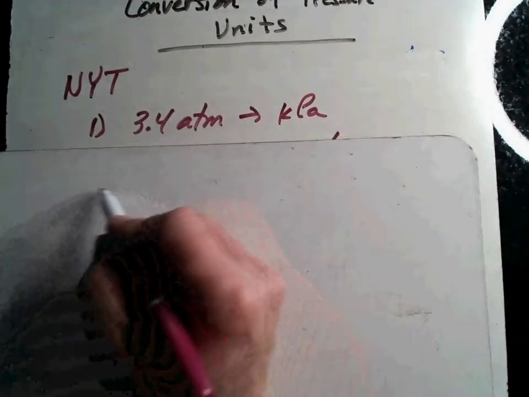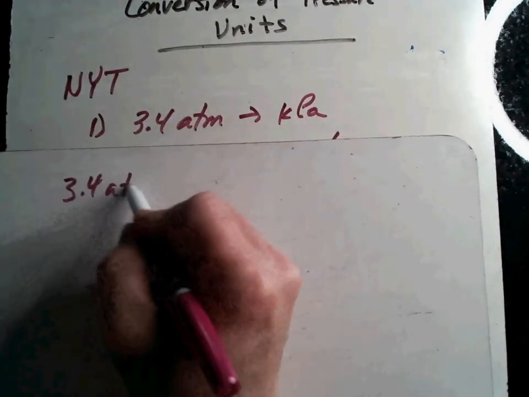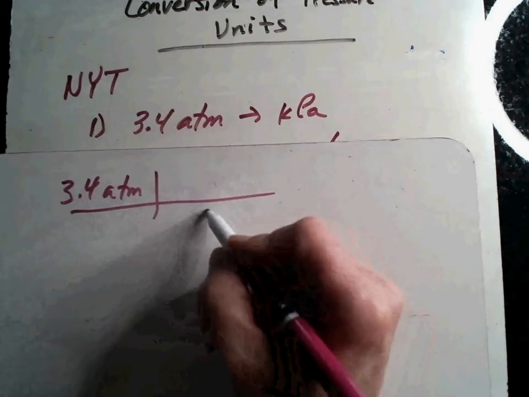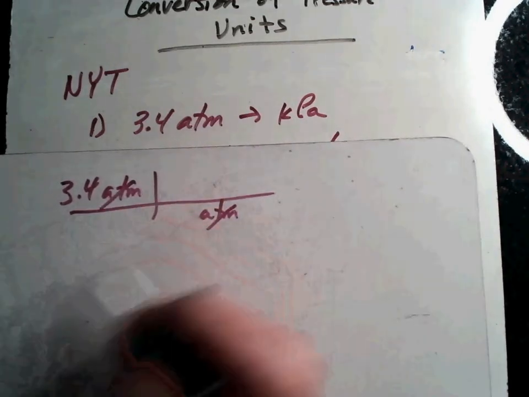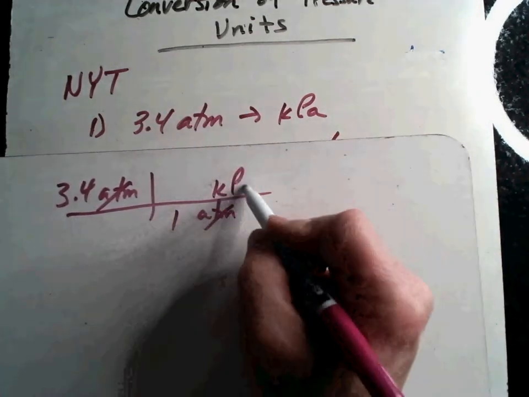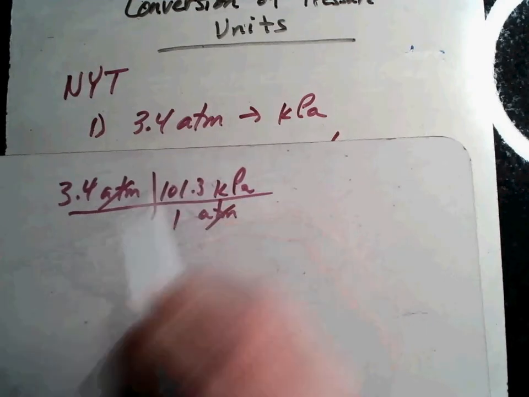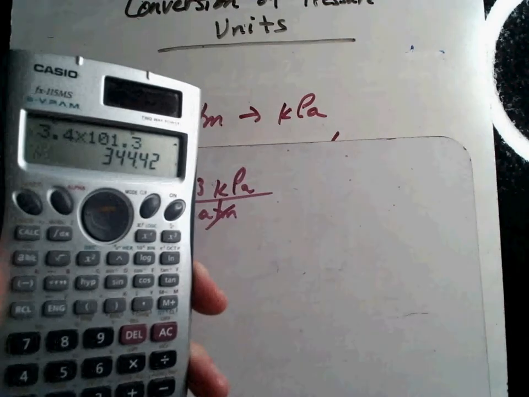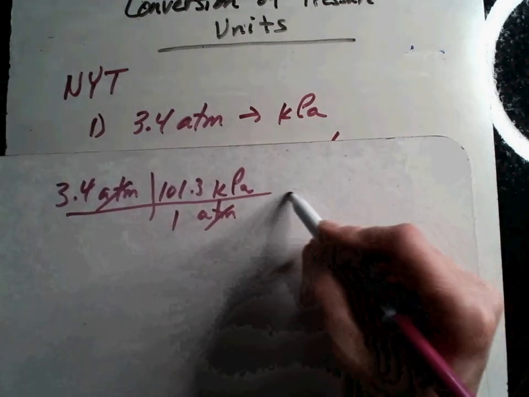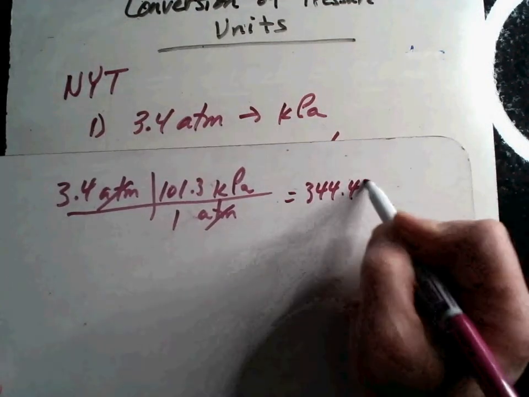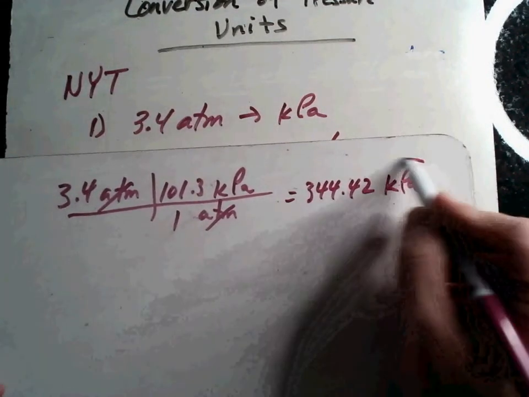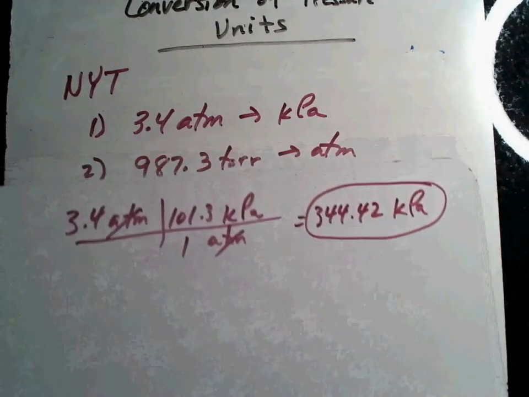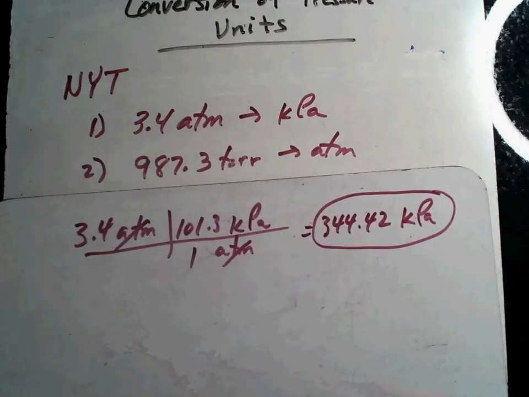All right, let's work these problems real quick. 3.4 atmospheres, railroad track. The word atmospheres goes here. 1 atmosphere is 101.3 kPa. Did you put your numbers in the right place? 3.4 times 101.3 equals 344.42. What units? kPa. Make sure you keep up with your units. That's the answer to question 1.